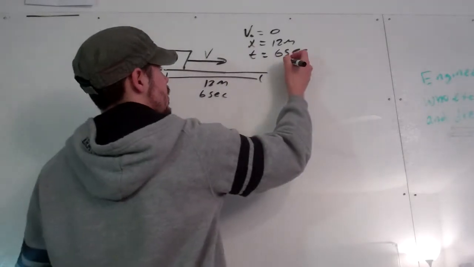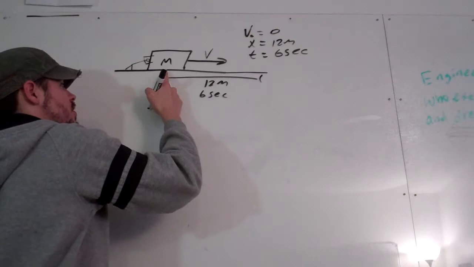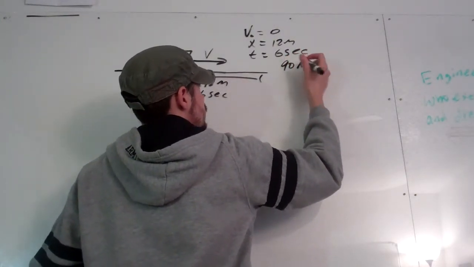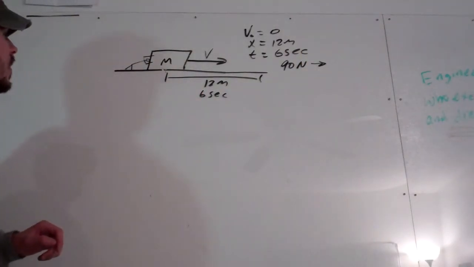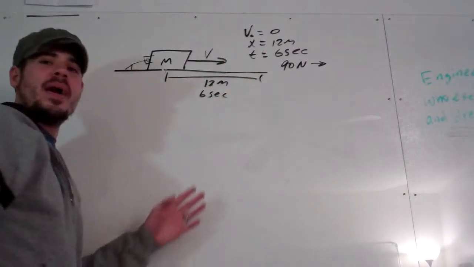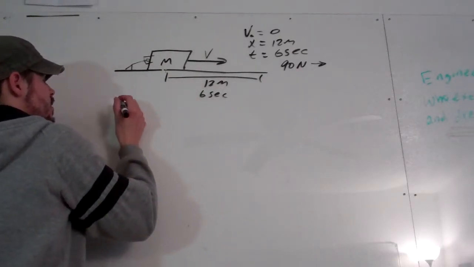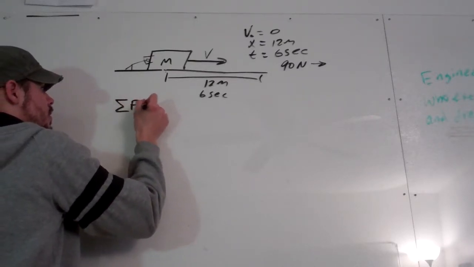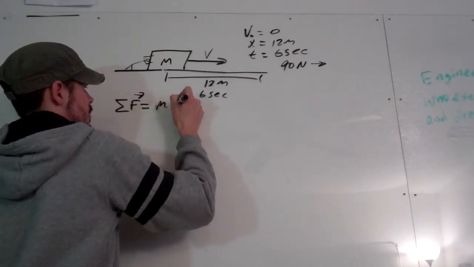We also know that he pushes this box with a constant force of 90 newtons to the right. So, with this information, can we find the mass of the box? We can, right? So, let's get started. Let's use Newton's second law, which says the net force of the system is equal to mass times acceleration.